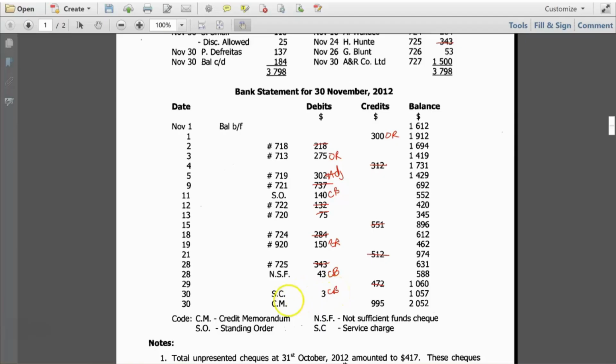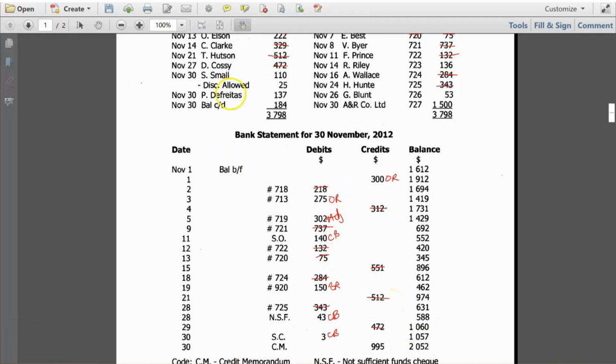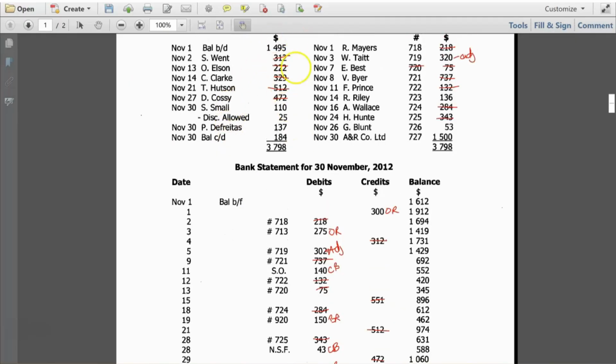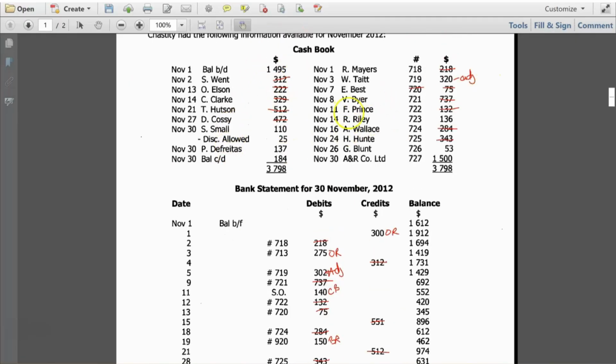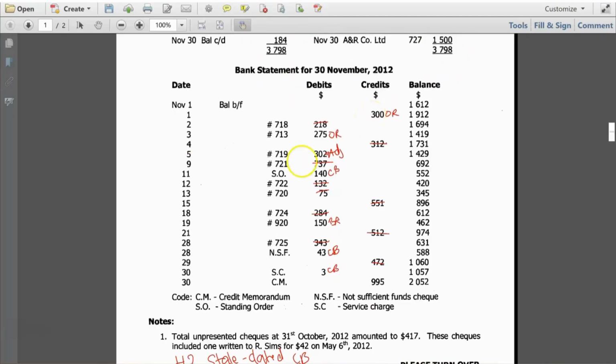And finally, we had a note for this credit memorandum. It was told to us that it was for dividends. So we have to use that to update our cash book because that dividend amount is not seen in our cash book. So we can write CB next to that. So we'll pause here and continue with the next step in the next video.